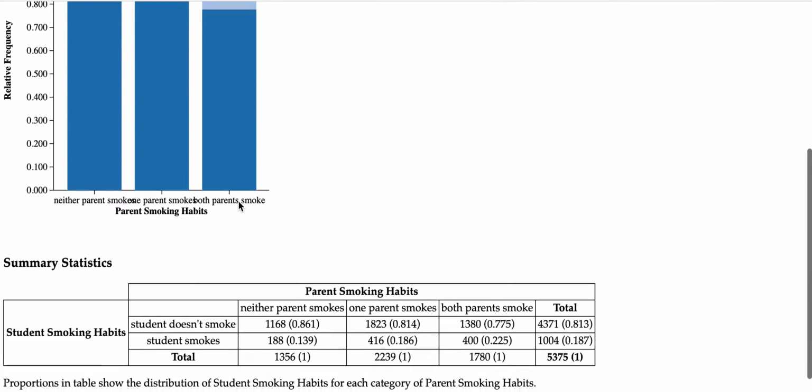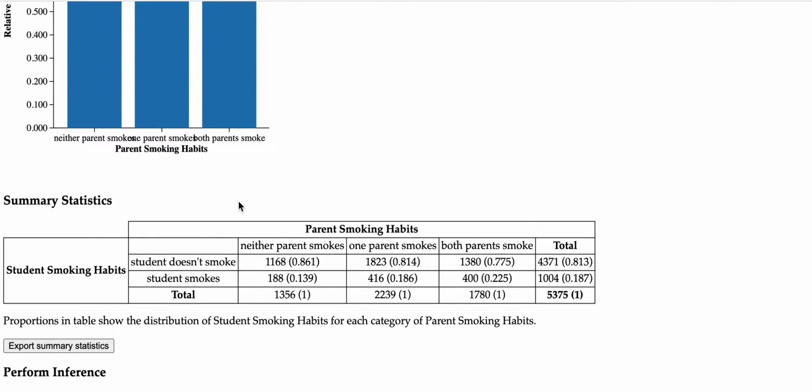Okay, so we're going to actually focus on the summary statistics first and look at the totals here for each variable. Now both of these totals are called marginal distribution. So you have a marginal distribution for parent smoking habits and then a marginal distribution for student smoking habits. And then you have the overall total, which we said here was a large number, 5,375. So a very good amount of data collected so we can feel more comfortable with the results.